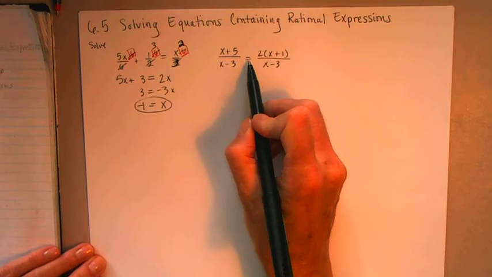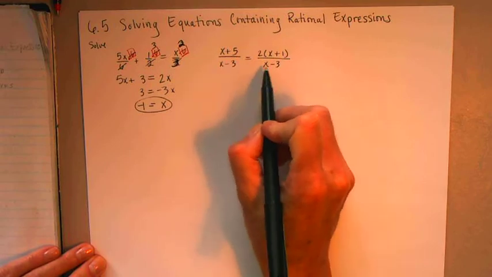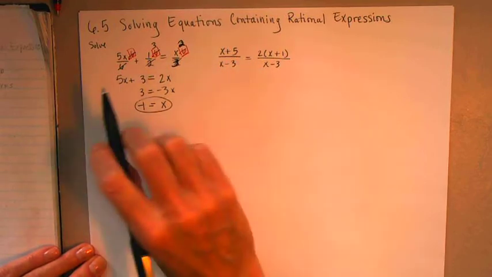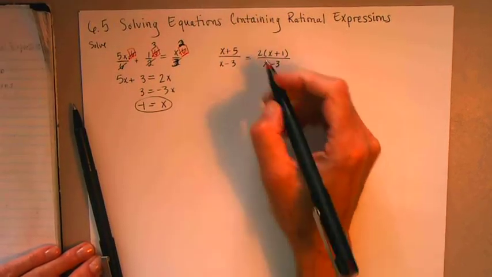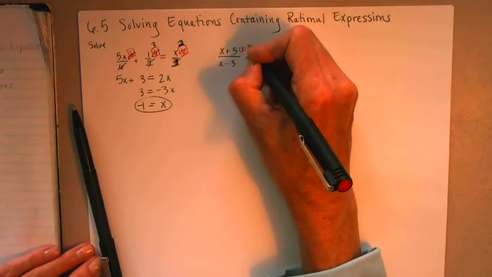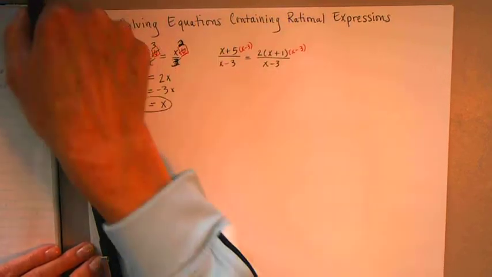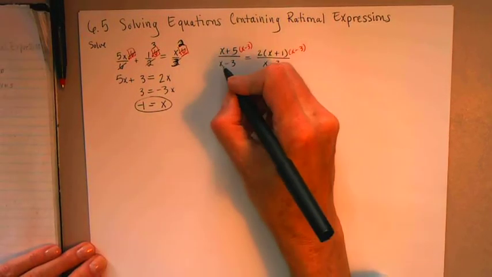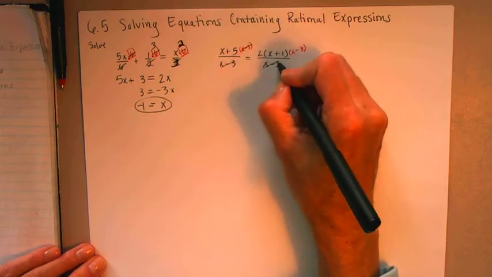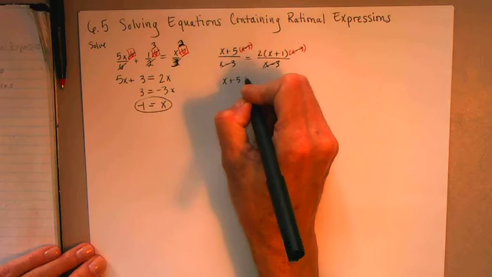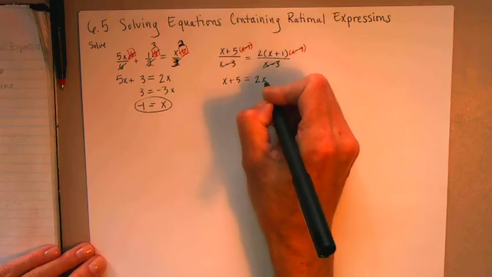I have an equal sign, so I can get rid of my fractions. I just have to find the least common denominator. And this one's kind of easy because they're the same, so I know the least common denominator is x minus 3. So I just multiply every single term by x minus 3, and it cancels every single fraction. So we have x plus 5 equals 2x plus 2.